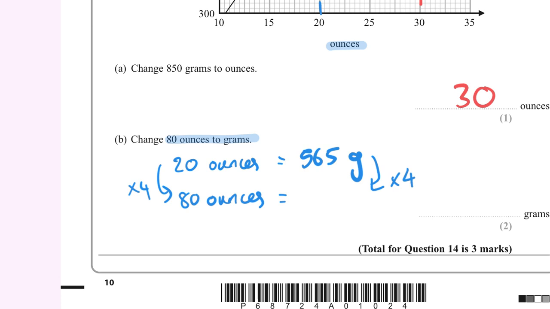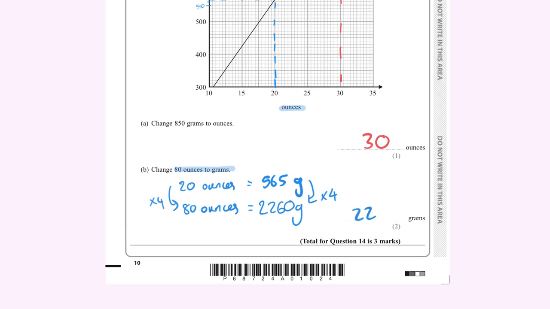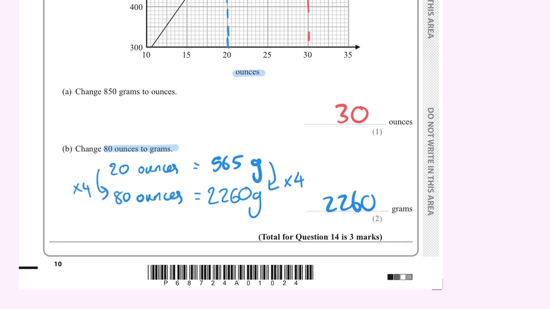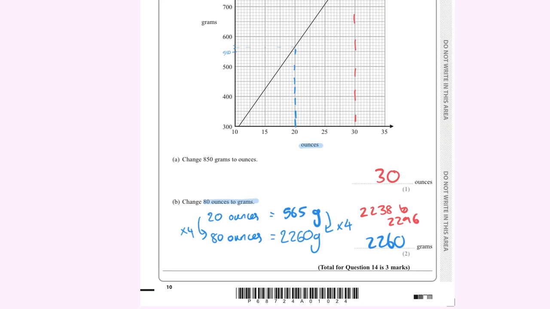Again, calculator's coming out. 2260. But you could get anything in the range of 2238 to 2296. So there's a bit of leeway there. So if you didn't get exactly what I got, don't worry, you might be right.